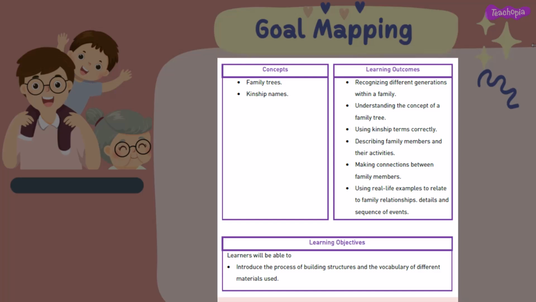And so, to cover the concept of family trees and kinship names, our learning objective is quite simple. Introduce the process of building structures and the vocabulary of different materials used.